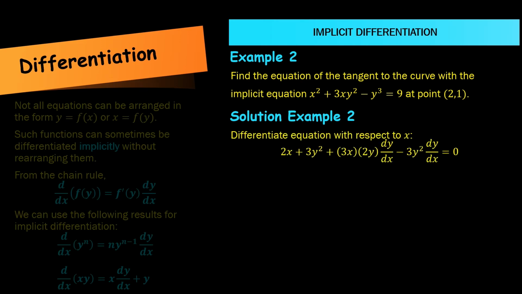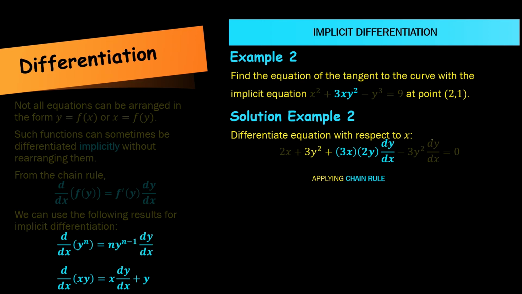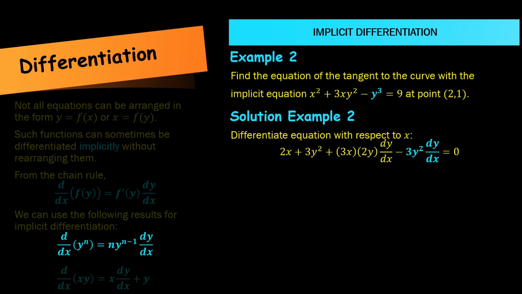We begin by differentiating the equation with respect to x. x squared differentiates to 2x. We can differentiate here 3xy squared by applying the chain rule to give 3y squared plus 3x times 2y dy dx. Minus y cubed differentiates to minus 3y squared dy dx.